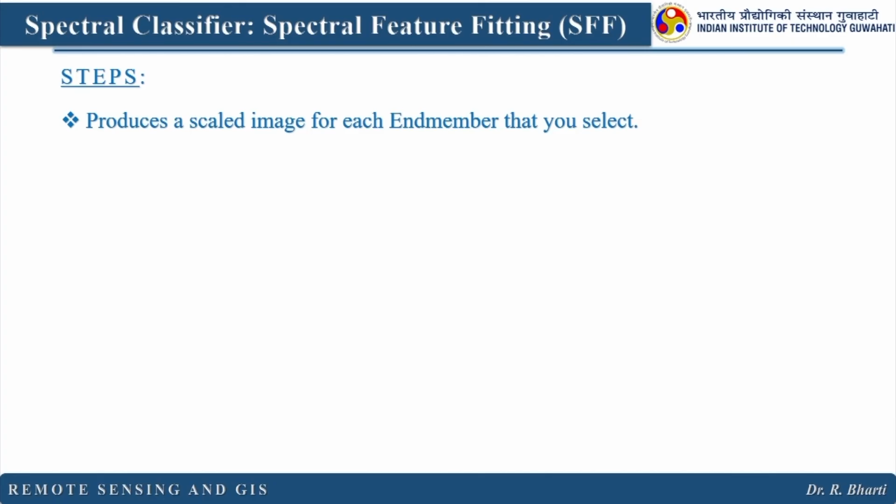So, what are the different steps? It produces a scaled image for each end member that you select. Suppose you have provided 10 end members for this spectral feature fitting. You will have 10 different outputs or classified images, and each image will correspond to that particular end member, and based on the values you will be able to identify whether each pixel contains that end member, yes or no. If yes, at what percentage, what is the best fitting, right?